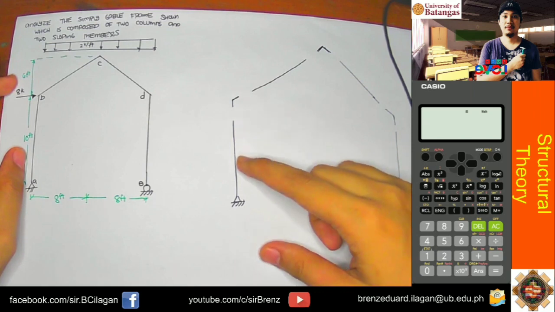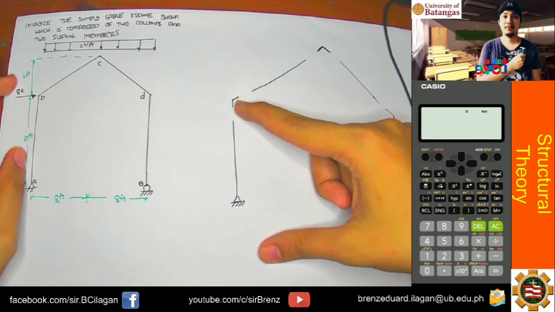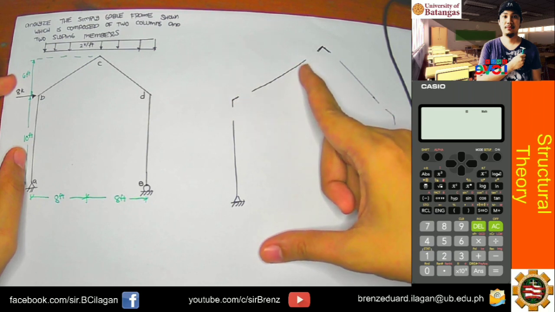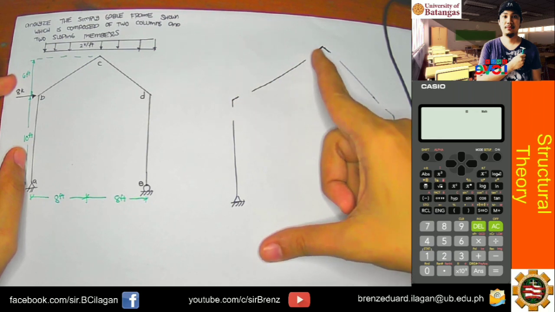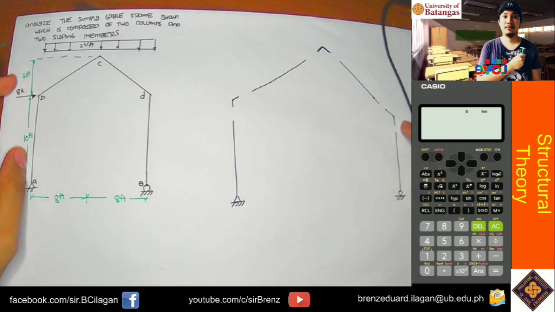una, gumawa ako ng free body diagram for AB, and then nagbukod ako sa every connection niya at every joint. So yung joint B, gumawa ako ng bukod, and next the inclined member, so BC, and last yung joint C. Next is the member CD, and last will be for the member DE.